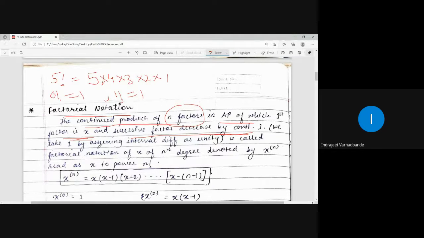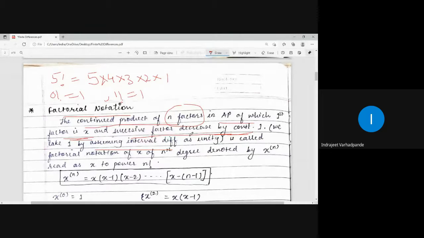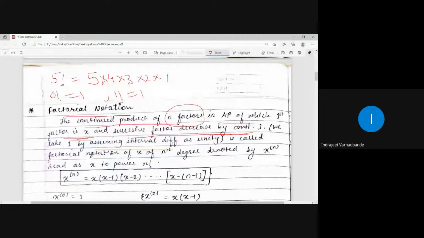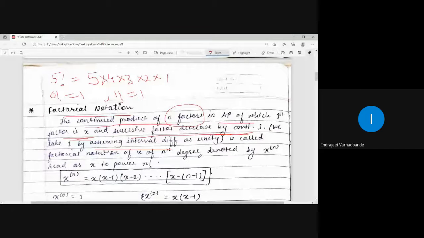The first factor is x and successive factors decrease by constant 1. Why do we take 1? We take the value 1 by assuming the interval of differencing as unity. Generally, it is more convenient to take the interval of difference as 1, that is unity. So we take 1 by assuming the interval of differencing as unity. Accordingly, whenever this notation is written in this manner, it is called the factorial notation.